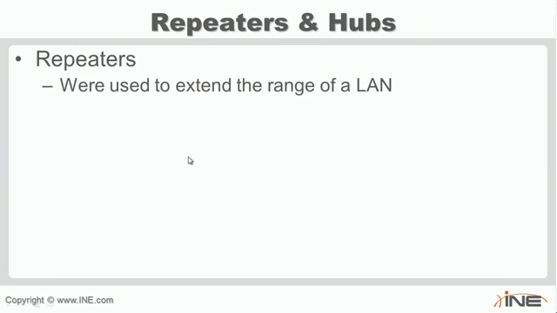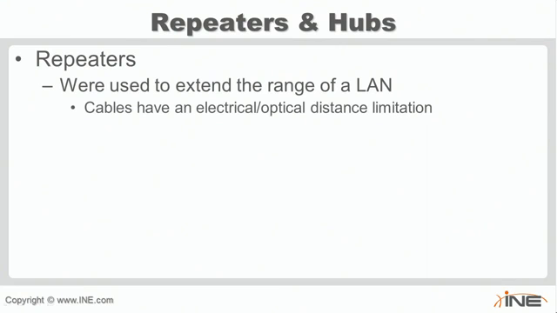So this is one of the main things that we use repeaters for, is basically just to extend either the electrical distance, or in the case of fiber optics, you could have layer 1 fiber repeaters that basically take the optical signal in, or the light in from one side, and then just send it back out the other side. Now the hub basically does the same thing. The difference is that the hub just has more ports.